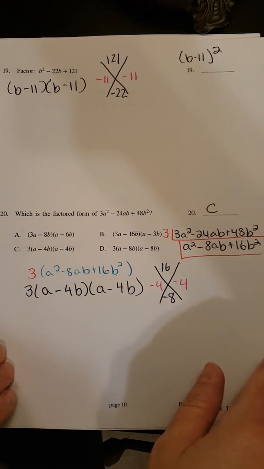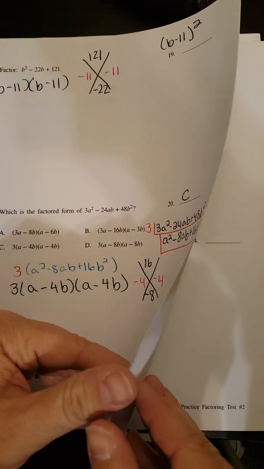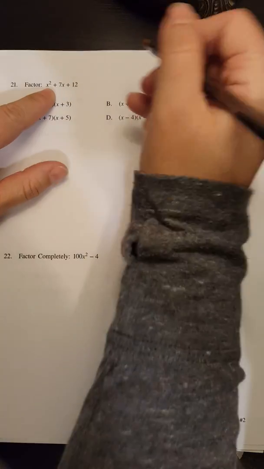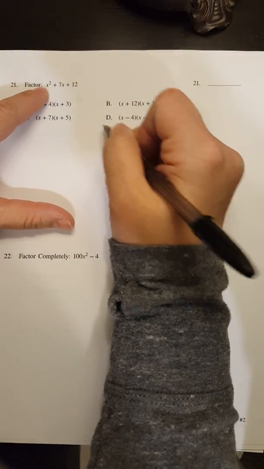All right, we have just a few more problems here, so let's see if we can finish these up. All right, great. Number 21. This is just a simple factor. So I need two numbers. This is our A is 1.